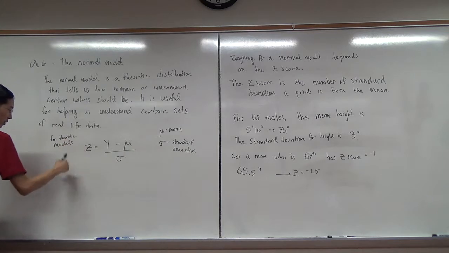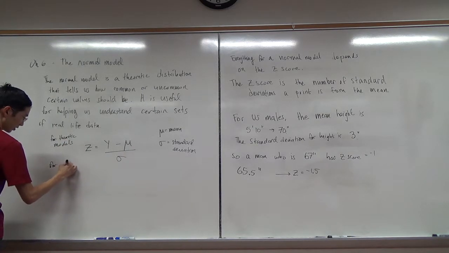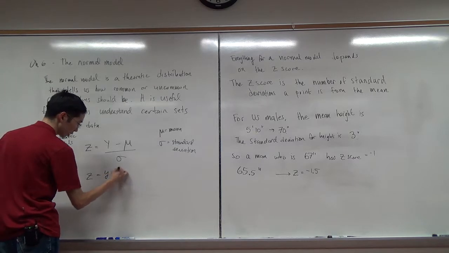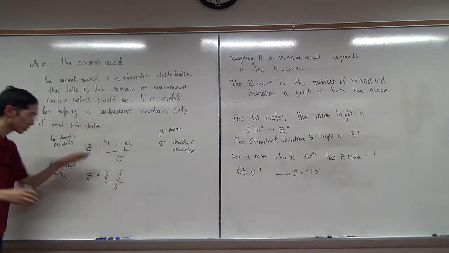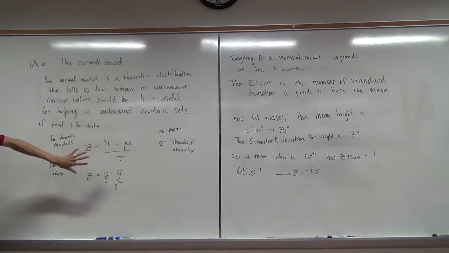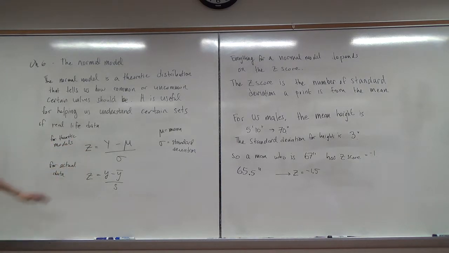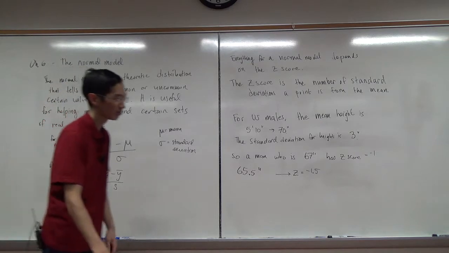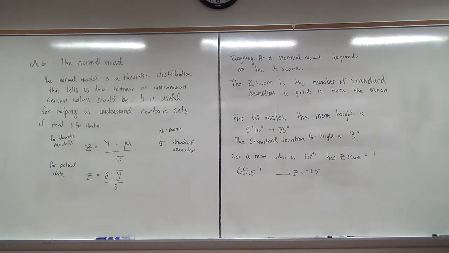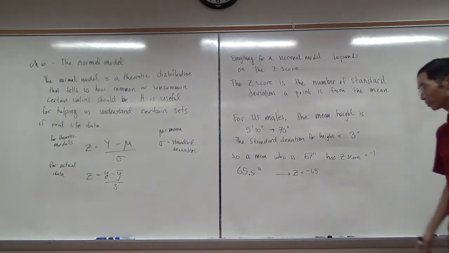Okay, so for theoretic models, use this, and for actual data, I guess we could say z is equal to y minus y bar over s. These are equal or equivalent, and it doesn't really matter. I'm not very nitpicky about this. But as you read your text or do problems or look at things, I don't want anybody to be confused about this.